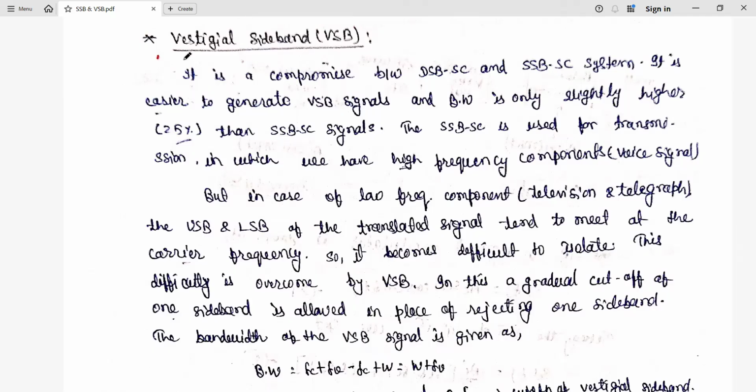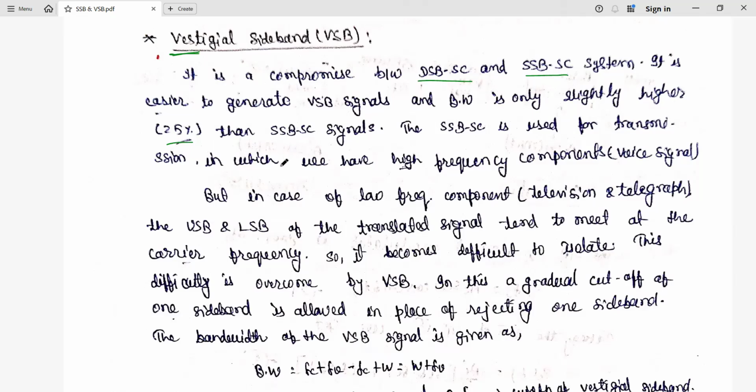So what does VSB stand for? Vestigial sideband. Here one sideband is not completely blocked, but only some portion of that sideband is blocked. DSBSC has two sidebands and SSBSC has only one sideband, but in VSB one sideband and part of another sideband are also available, and its bandwidth is about 25% higher than the SSBSC signal.